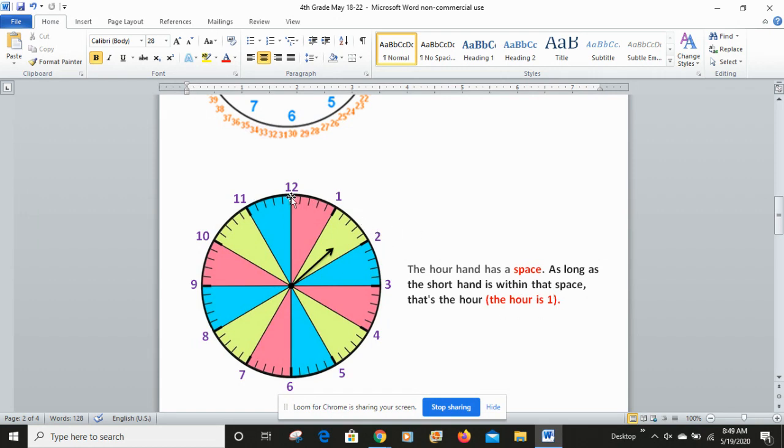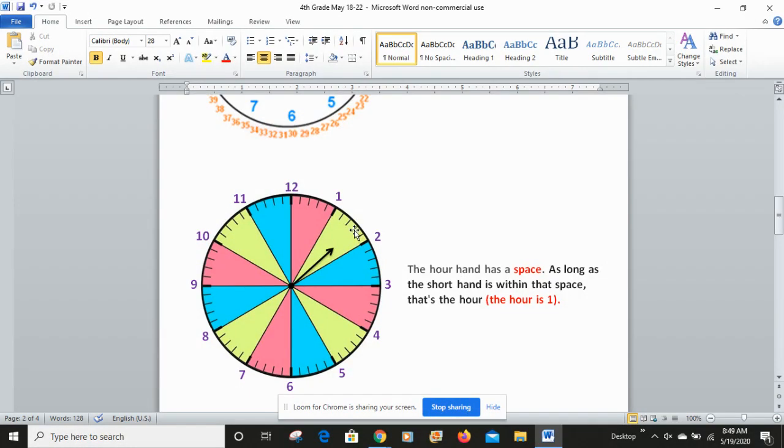So you can see there's these spaces. It starts at 12, goes over to 1. This is the 12 space. From 1 to 2, this is the 1 space. 2 to 3, the 2 space. 3 to 4, and you kind of get the idea. Even though the hour hand might be pointing right up in here, a lot of people would look at that and say, well, it's pointing to 2, but it's not. Until it gets to 2, it's still the 1 space.